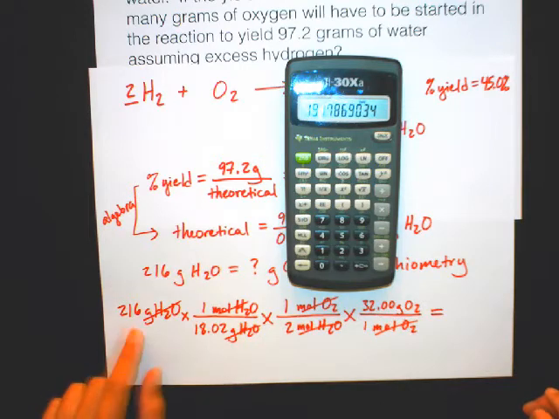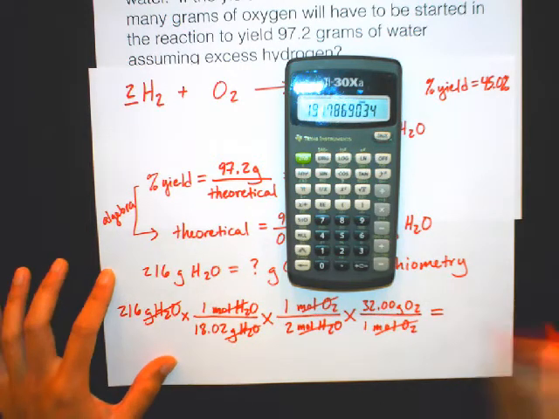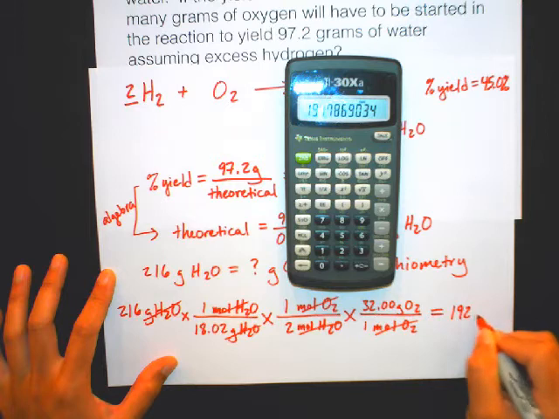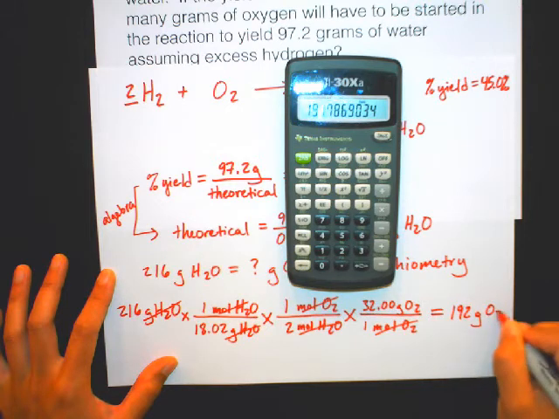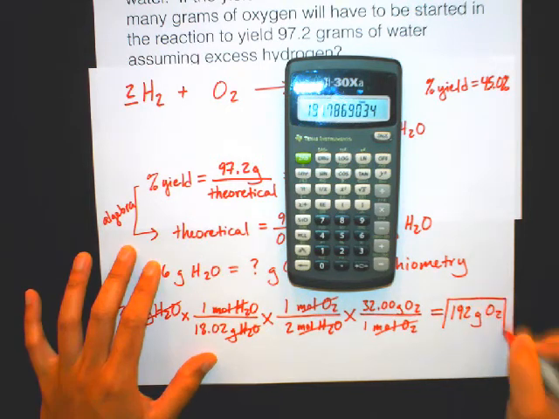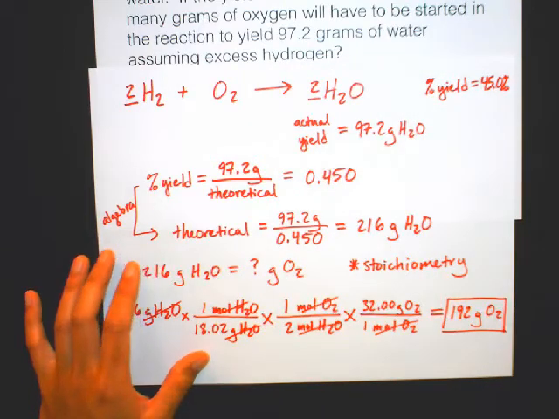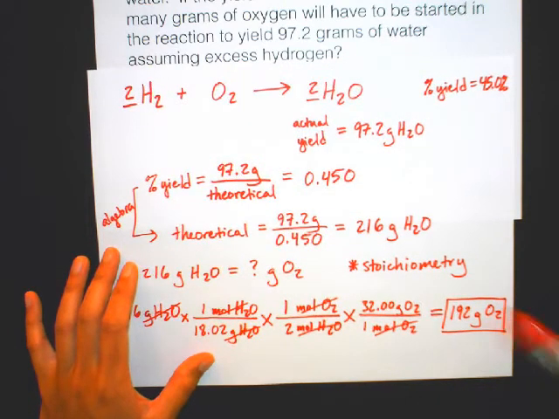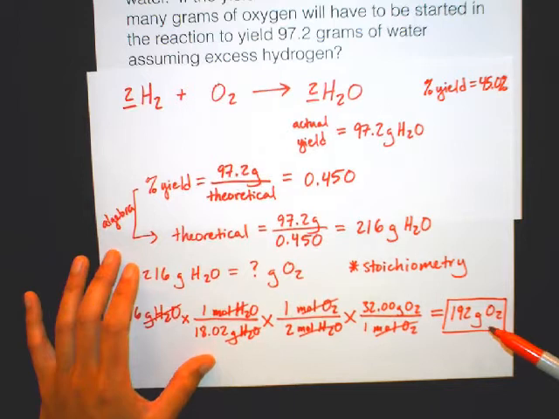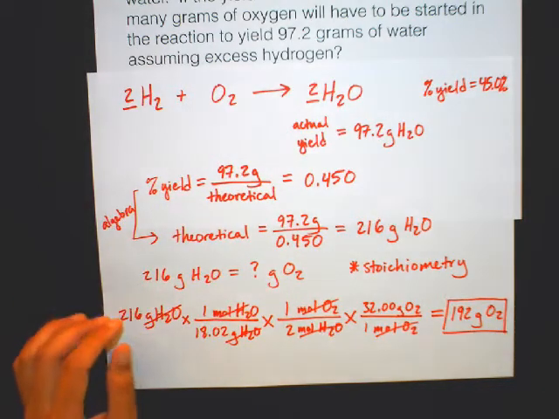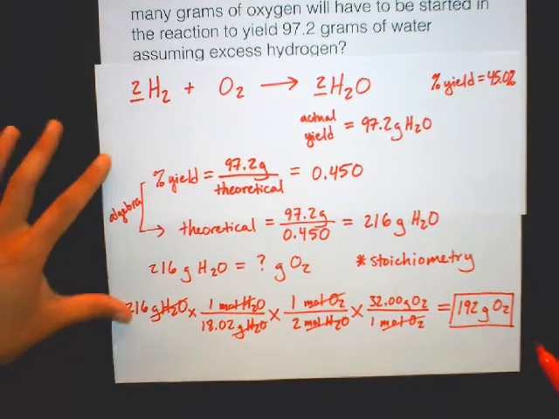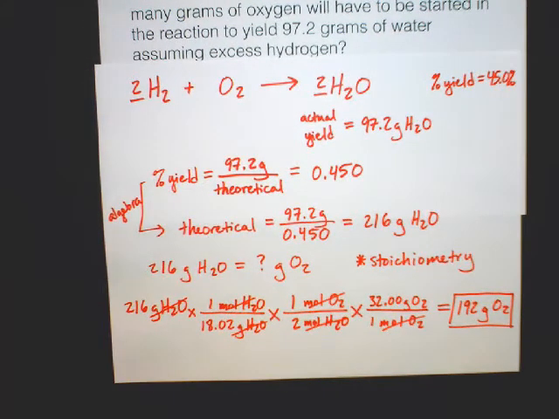Alright, so 216 divided by 18.02 divided by 2 times 32, and we can use 3 sig figs here because of the 216. So we get 192 grams of oxygen. So now we have the actual compound that we wanted. It was asking for grams of oxygen. Now we have grams of oxygen.